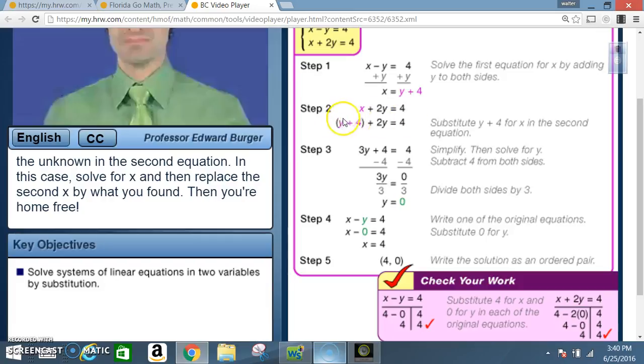Okay, after doing that, now all we're going to do is solve for y. So we're going to combine all terms that are alike on the left-hand side first. So here we have a y and a 2y. Y plus 2y is 3y. And we bring that 4 down since it's nothing to combine it with. On this side, we got a 4, so we just bring that down. It's sitting by itself. So now we got 3y plus 4 is equal to 4.